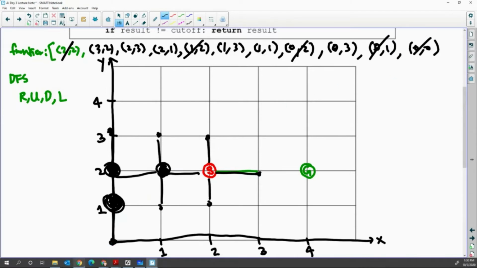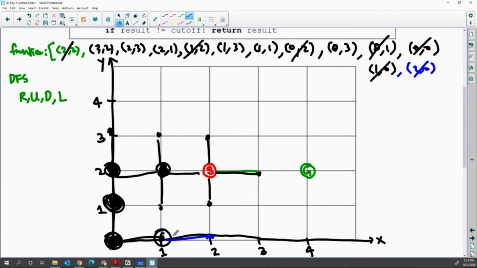Now 0, 0 is popped. Then from 0, 0, I can go right. So 1, 0 is now added to the frontier. Then down is not possible because it's boundary. Then 1, 0 is popped. Then I'm going to change the color. I can go to the right, but not up. So 2, 0 is added.